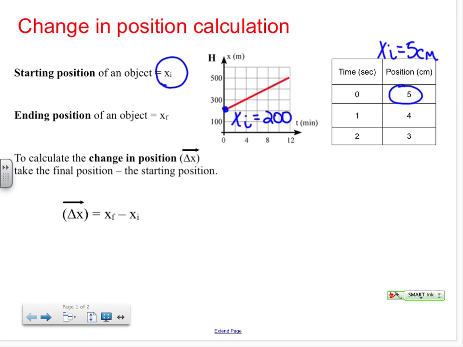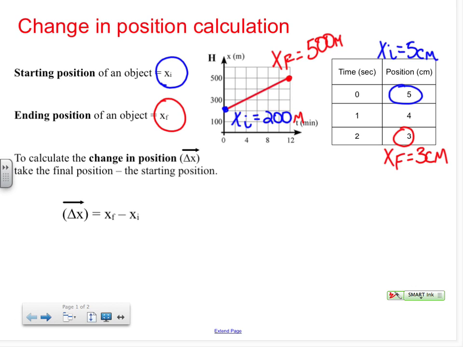The ending position is going to be your XF. So if you look at the symbol for that, XF would be final position. And if I look here on my graph, my final position is about 500. That would be my XF. And my unit is going to be in meters. We put meters down here as well. And my final position here is going to be 3. My XF is 3. And my unit is centimeters. Now, these are just discrete data points.